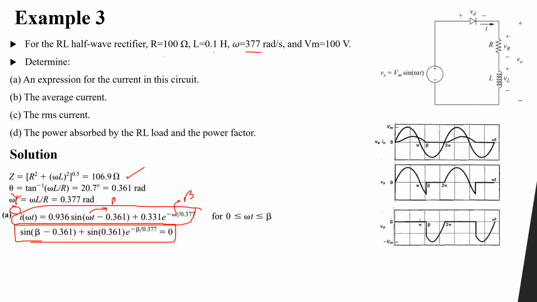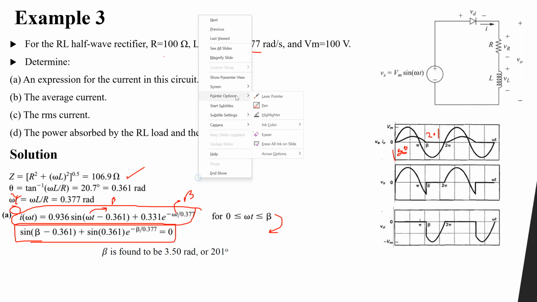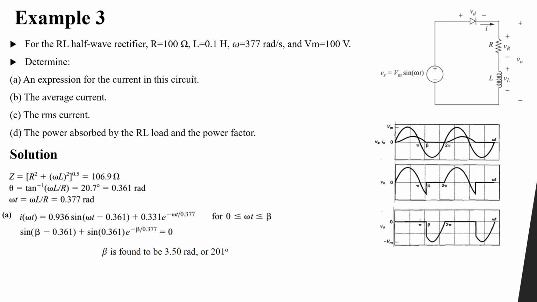By using the calculator, as I'm going to show you in the next lesson, you will get beta to be 3.5 radians, or 201 degrees. This means the current reaches zero at 201 degrees, which is after pi, 180 degrees. So this is the expression of the current.